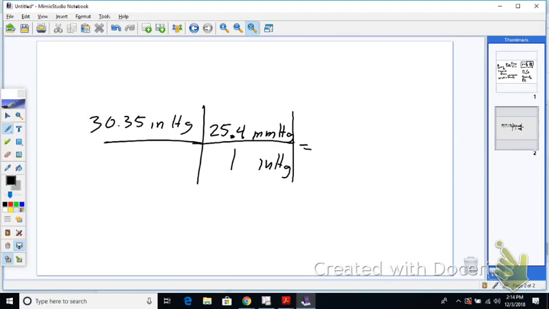770. So it says the pressure in here, whatever that app she gave me, is 770 millimeters of mercury. So it's showing a little bit higher pressure than the 760. Okay?